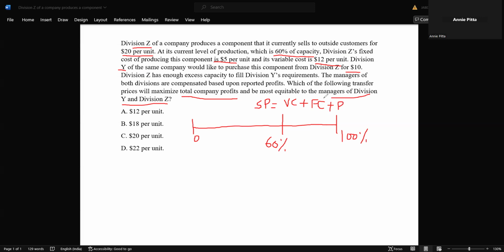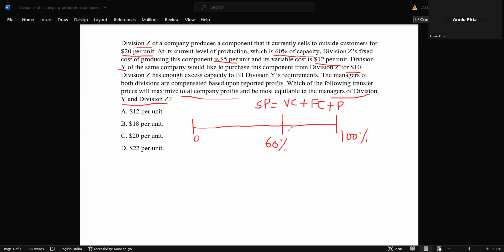Fixed cost remains fixed until it reaches 100% capacity. So whatever cost is already incurred is taken care of by the selling price, which is decided when Division Z is operating at 60% capacity. That's the key point we have to remember.